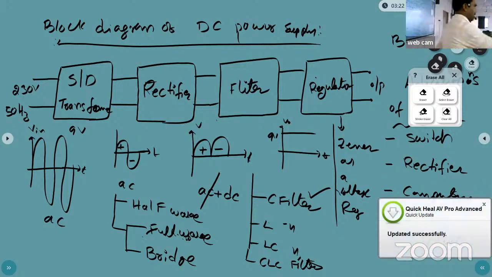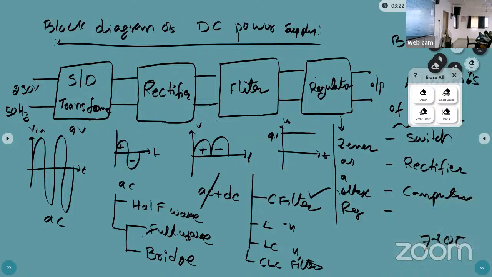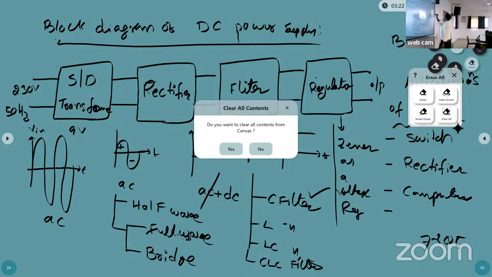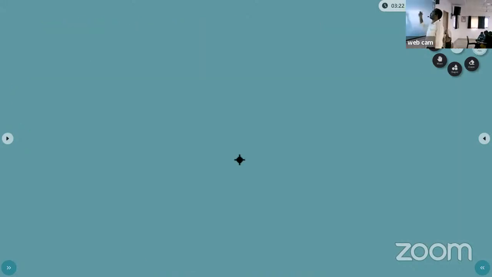Do you want the concept, or as per the syllabus? If you want the concept, first I will explain the full wave rectifier, then I will go to the bridge rectifier. Then I will explain the paralleling of the full wave as well as the bridge rectifier. Now, put a heading: rectifier.